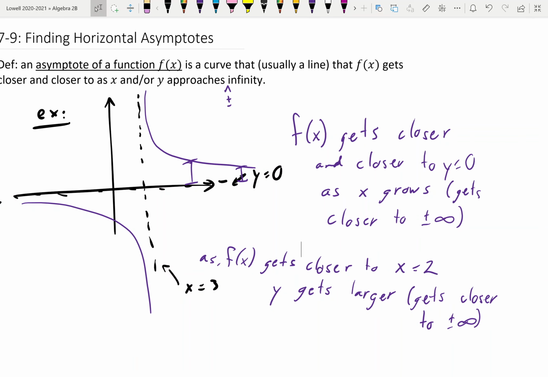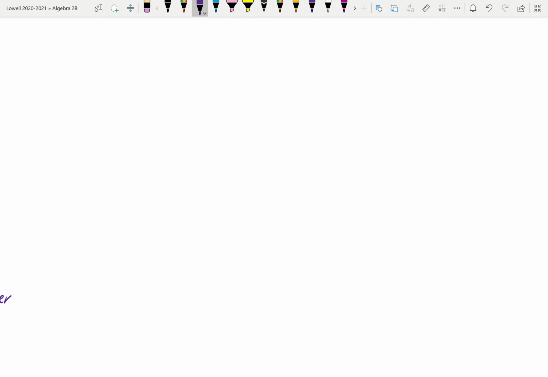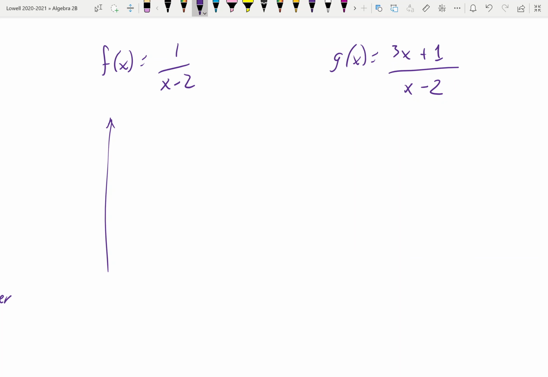Okay, so we'll go over here. We're going to compare a function that we've seen before, f of x is equal to 1 over x minus 2. And g of x is equal to 3x plus 1 over x minus 2 again. Okay, so you might notice that both of these graphs are actually going to have vertical asymptotes at x equals positive 2. So those will be 2 here.